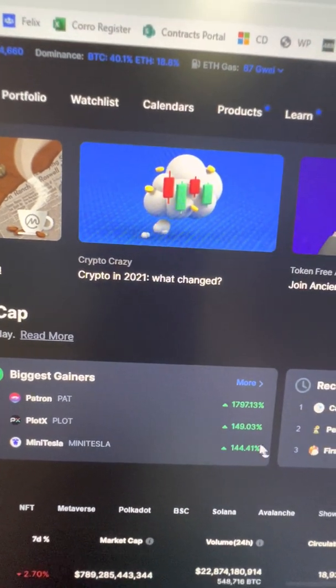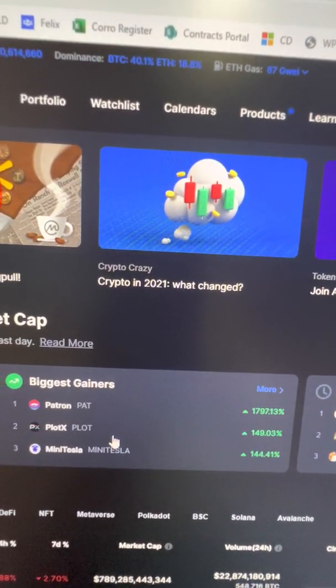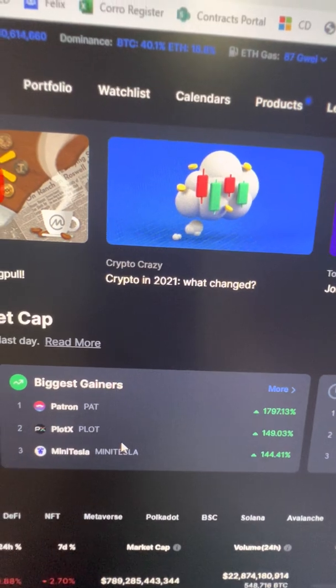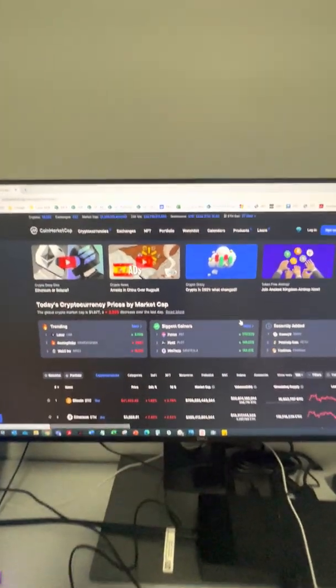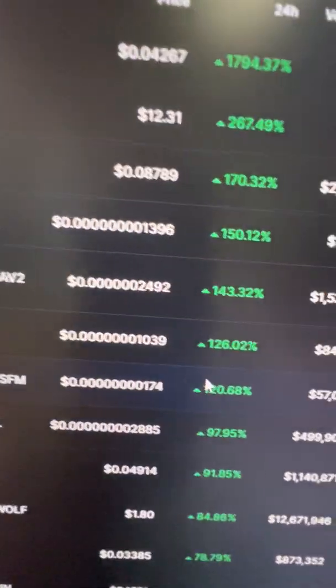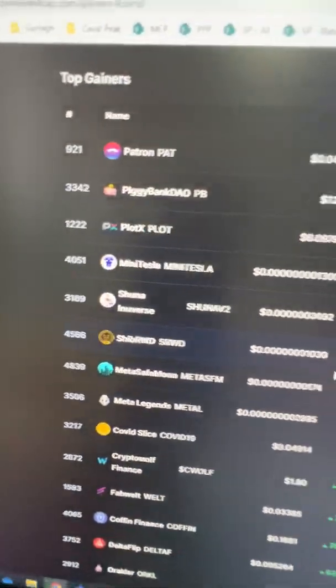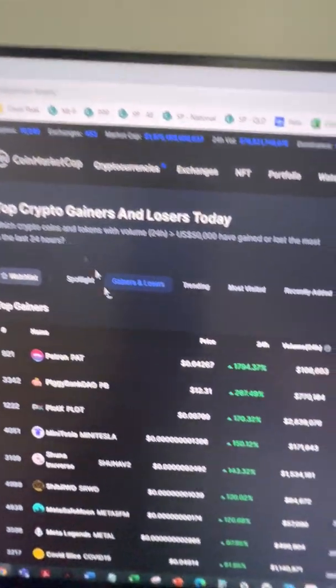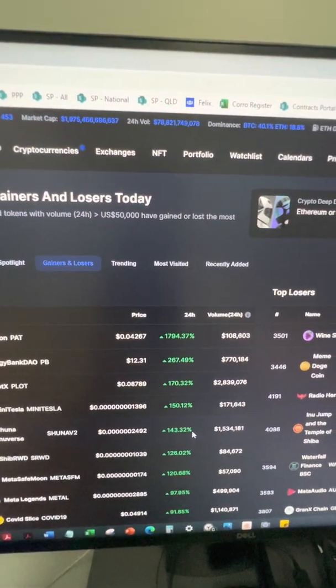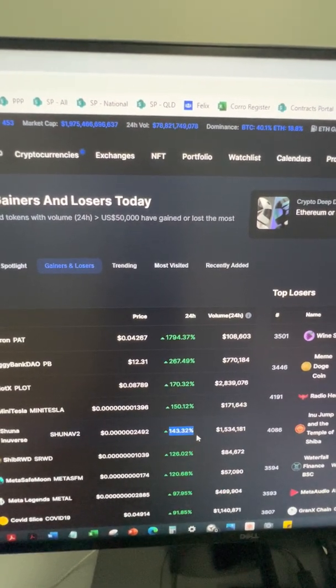Now this is a very important section because coins that are moving up rapidly will be on here, and obviously you can click more and then all the coins that are moving up rapidly, everything's in the green, will be on here. Now this is a very important section, and I will explain a little later. However, if you get in early, you can make some really good money with these coins.